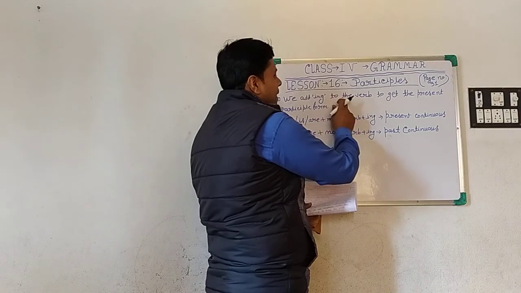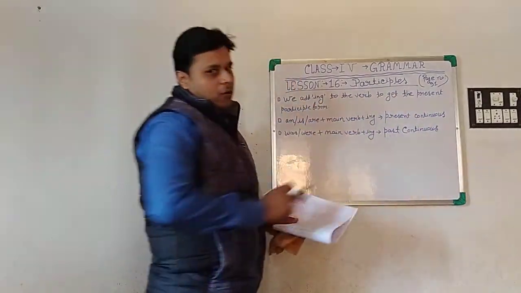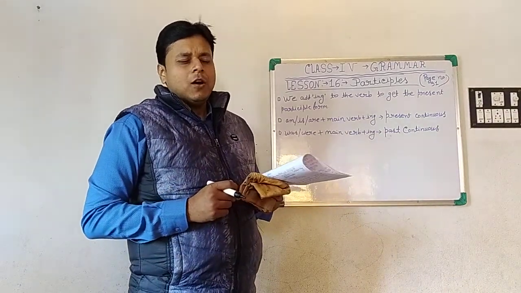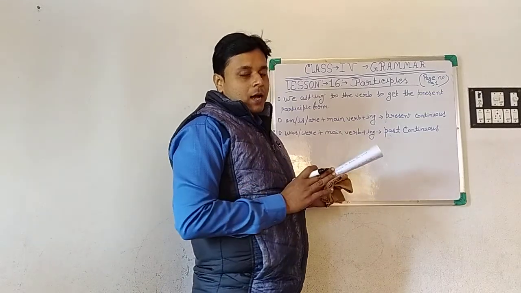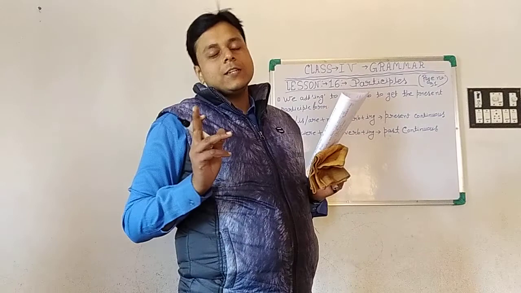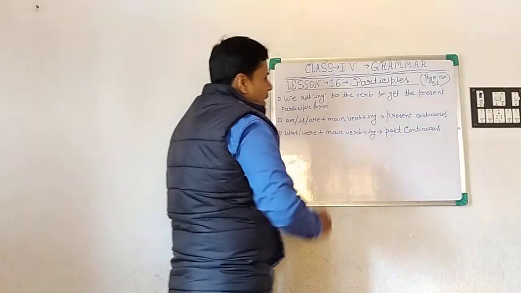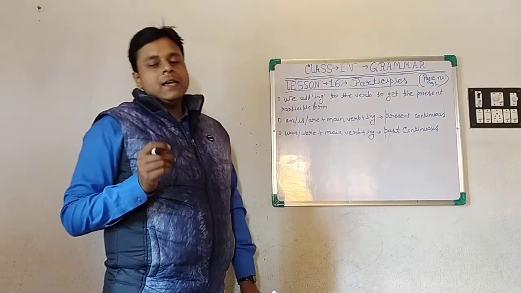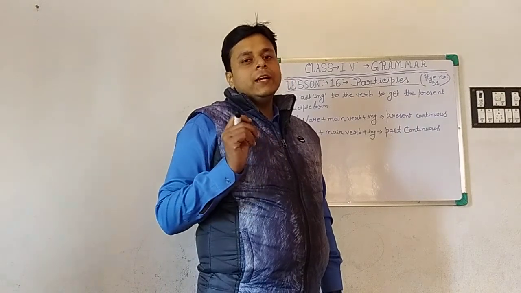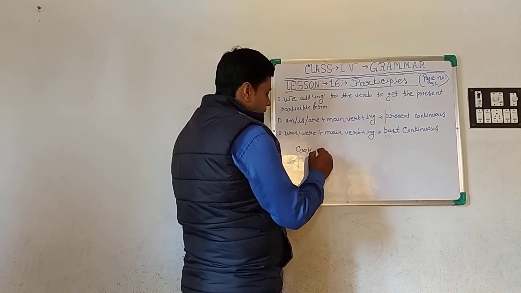We add ing to the verb to get the present participle form. But remember, what is a present participle? Okay, first your subject matter is the present participle. What is a present participle? If there is a main verb, we add ing to a verb to make it a participle. For example, cook, cooking.